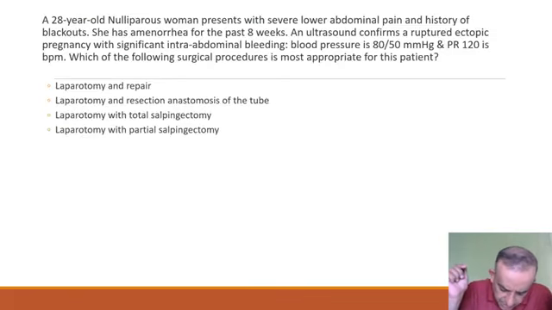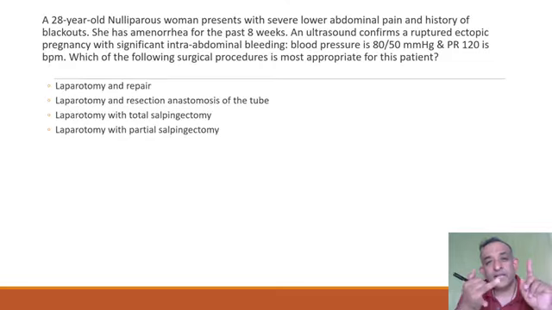A 28-year-old nulliparous woman presents with severe lower abdominal pain and a history of blackouts. She has amenorrhea for the last 8 weeks. An ultrasound confirms a ruptured ectopic pregnancy with significant intra-abdominal bleeding. Blood pressure is 80 by 50 and pulse rate is 120. That is, she's getting into shock. And which of the following surgical procedures is the most appropriate for this patient? So, ruptured ectopic pregnancy in shock.